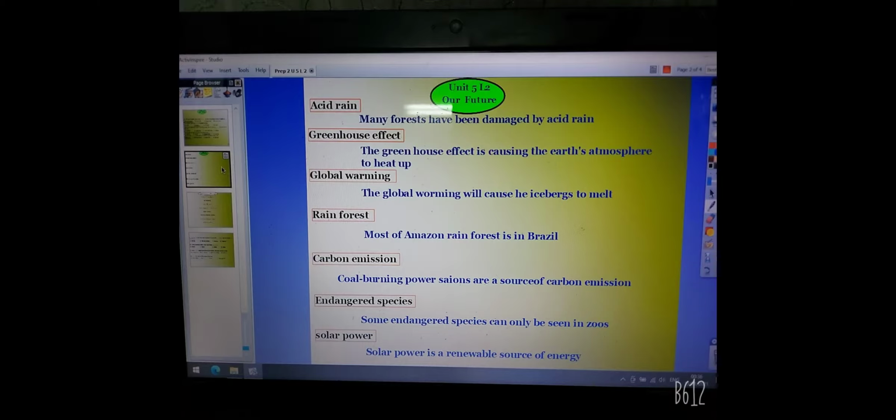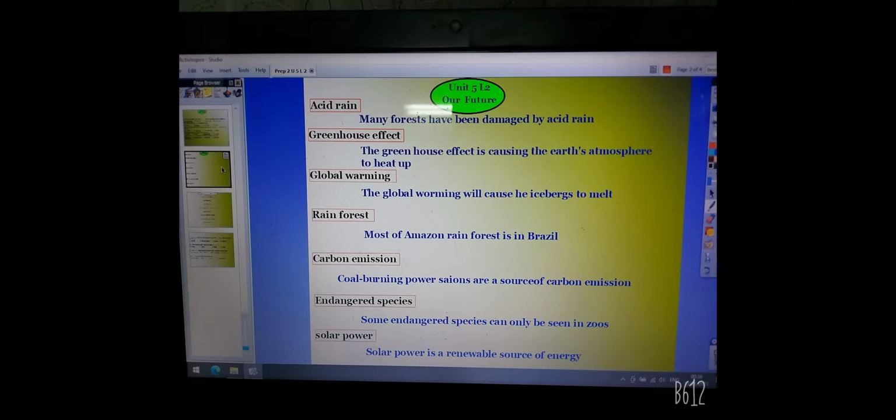Let's complete number 5, carbon emission. Carbon emission means the gas or other substance that is sent into the air. Like in this sentence: coal burning power stations are a source of carbon emission.